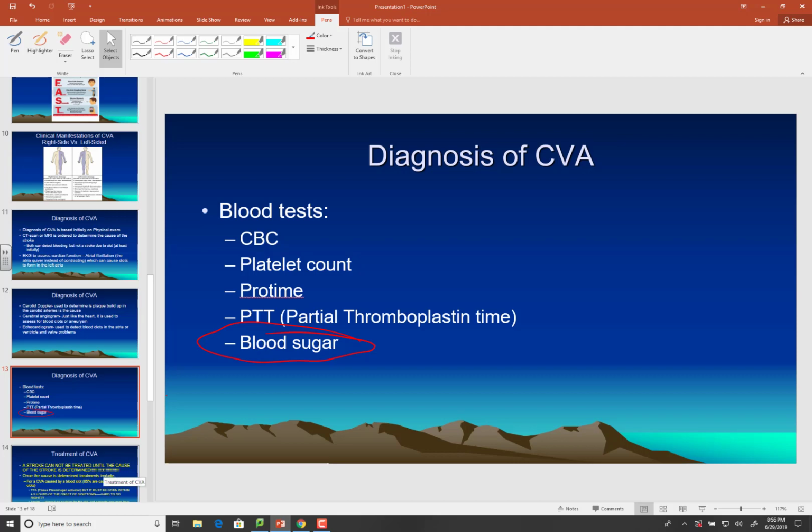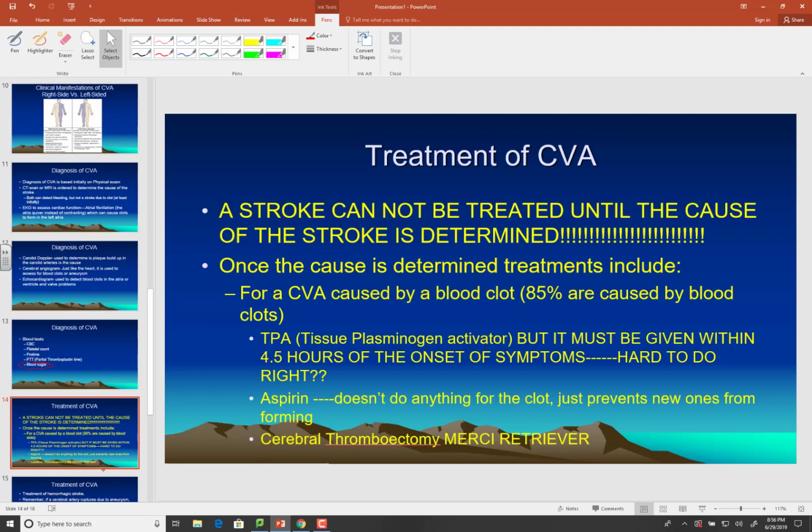Now, when you look at the treatment of stroke, again, as I told you before, and it's in big letters, those are capital letters, because that's important. Put a star there. You know, smiley face. Yeah, that guy looks kind of sinister. Anyways, you need to find out the cause of the stroke before you treat it, and I just explained to you why.